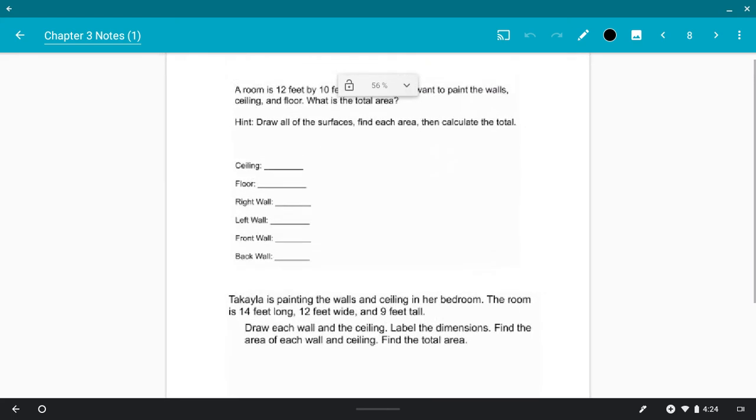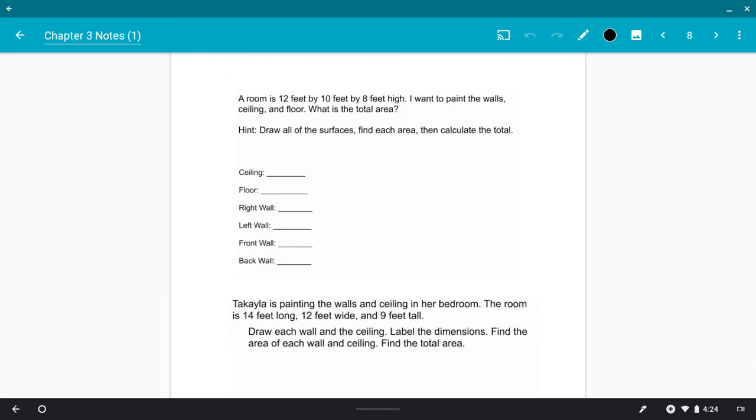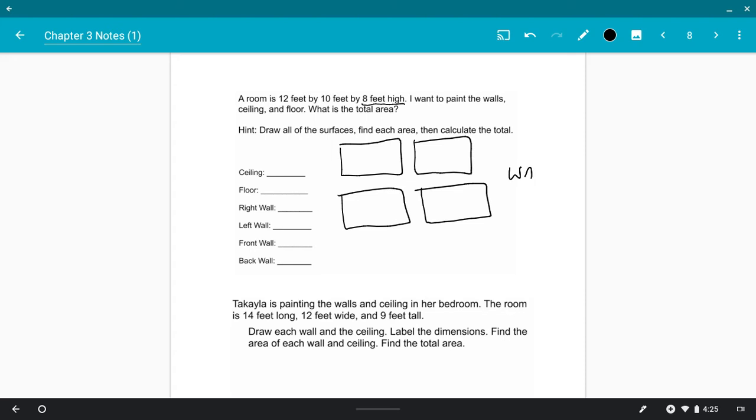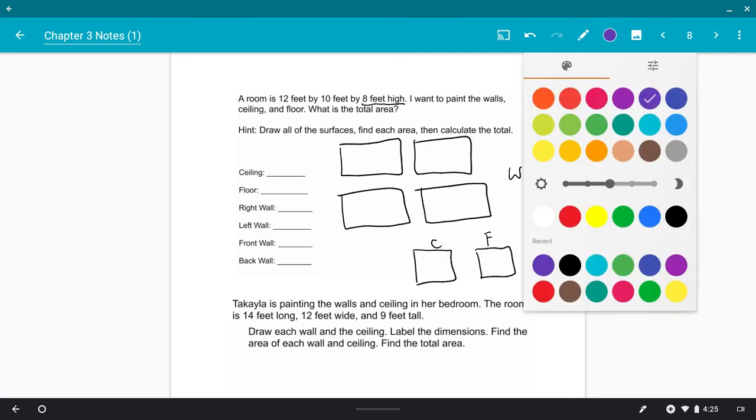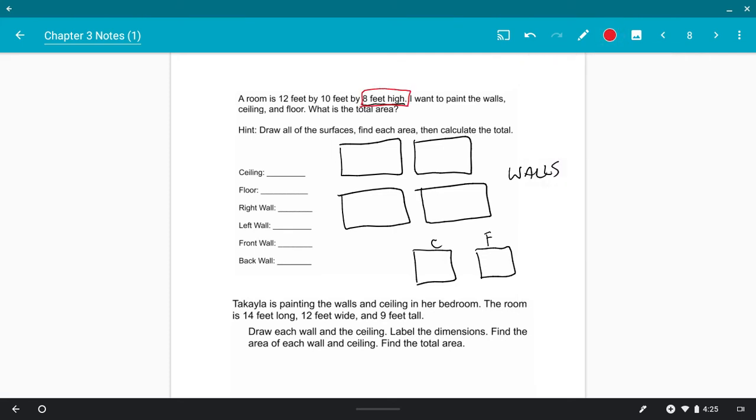All right, the next one says a room is 12 feet by 10 feet by 8 feet high. So this goes on all the walls, but not the ceiling. It says I want to paint walls, ceiling, and floor. Okay, so let's draw our 4 walls. I'm going to put a C for ceiling. I'm going to put an F for floor. So I always draw out the pictures. So the first thing is this 8 is going to go on all of the walls. So 8, 8, 8, 8.